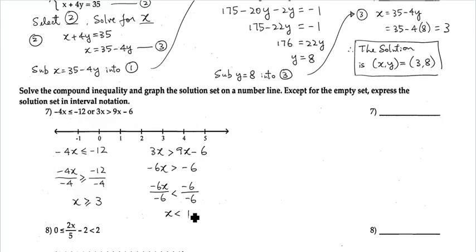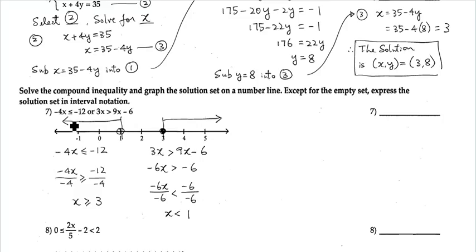So we have two inequalities. Let's see if we can graph the first one. X is greater than or equals to 3. So we put a closed circle on the 3, and then greater than, so which the arrow is going to the left or right? Going to the right. And then the other one is x is less than 1. So I have an open circle. And the arrow is going to the left or right? Going to the left this time.